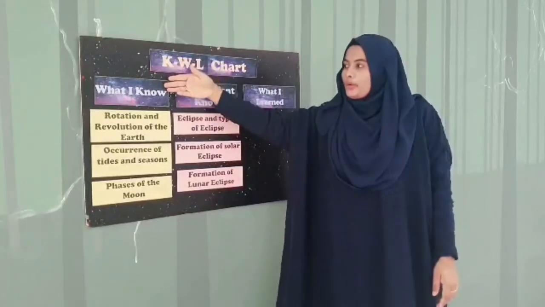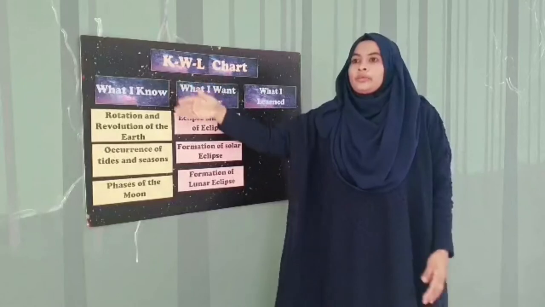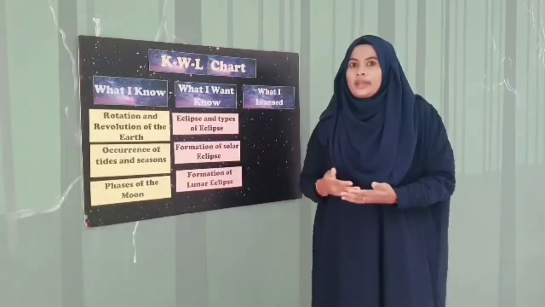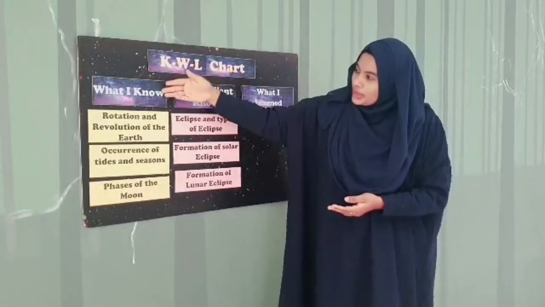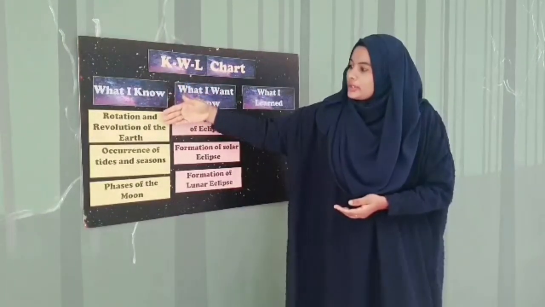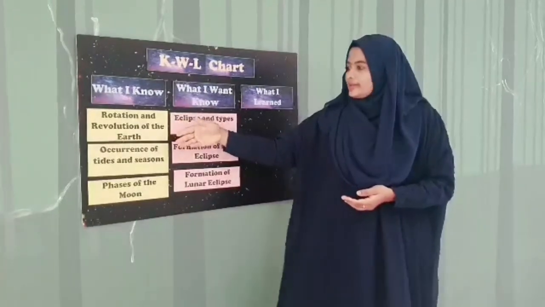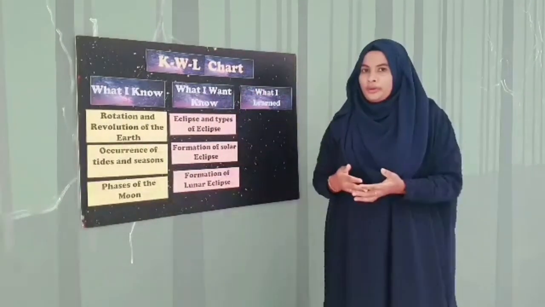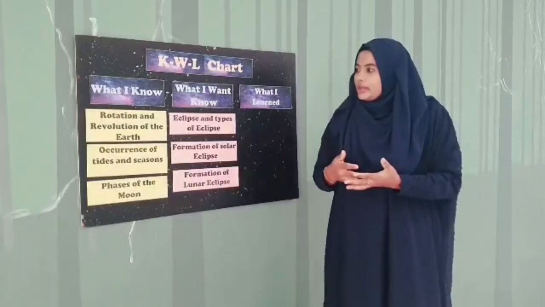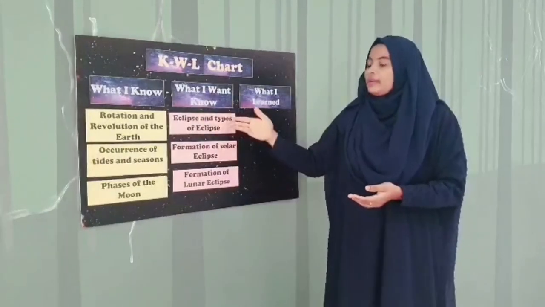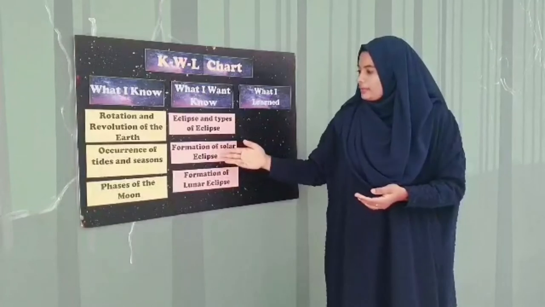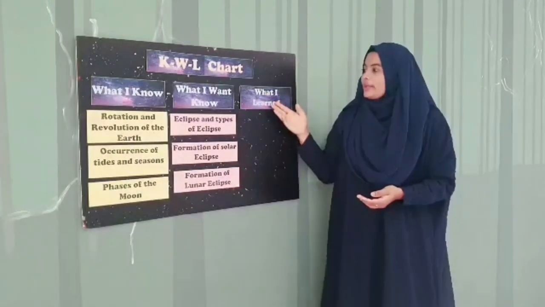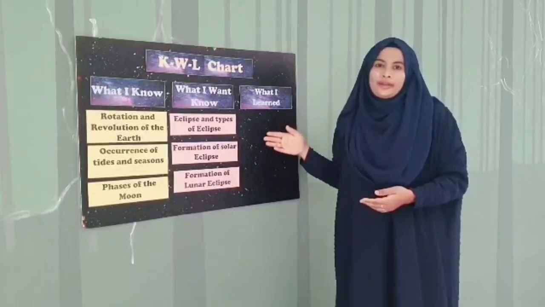First column, what I know. So in this column, you will write what you already know about the topic. Or mostly it's about the prior knowledge or the things that you have learned in grade 5. So let's see. So you know rotation, revolution of the Earth, occurrence of tides and seasons, and different phases of the moon. And the second column, what you want to know. Today we are learning about eclipse, right? So you want to know eclipse and types of eclipse, formation of solar eclipse, and formation of lunar eclipse. And the last column, what I learned, this column should be filled at the end of the lesson.